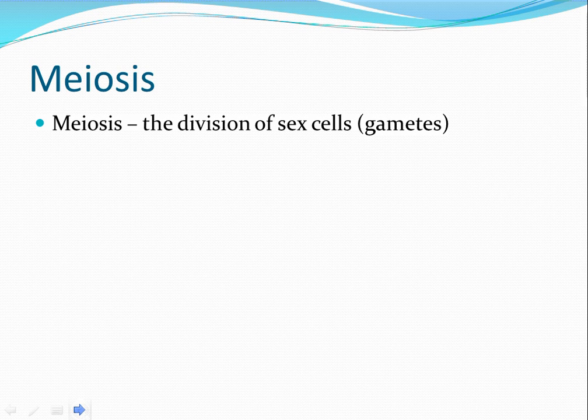So let's look at mitosis. Sorry, meiosis. Meiosis it is. So basically, meiosis is the division of sex cells and gametes, and basically this is your sperm and your egg in humans.